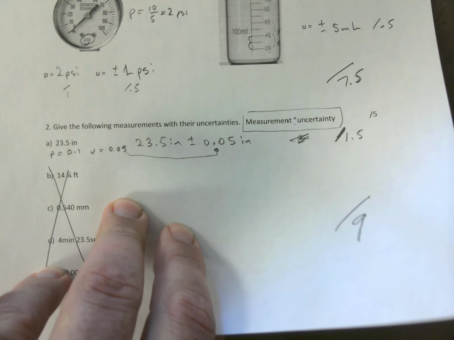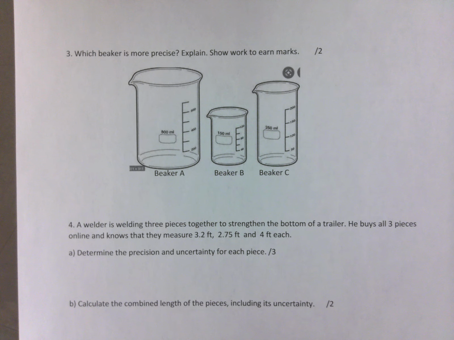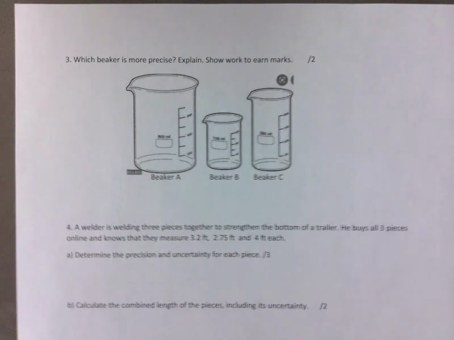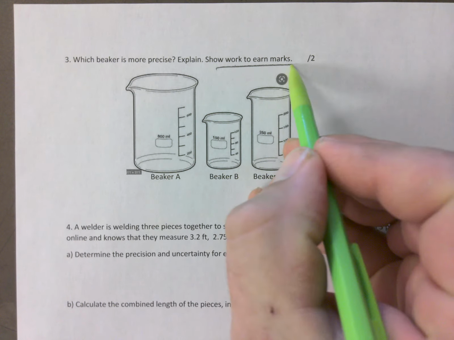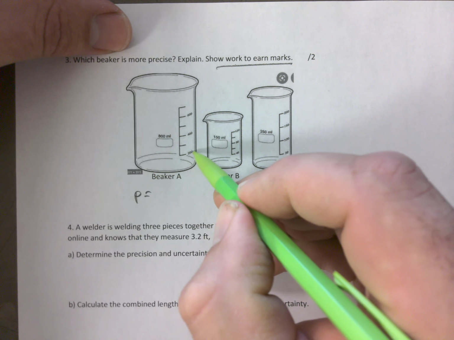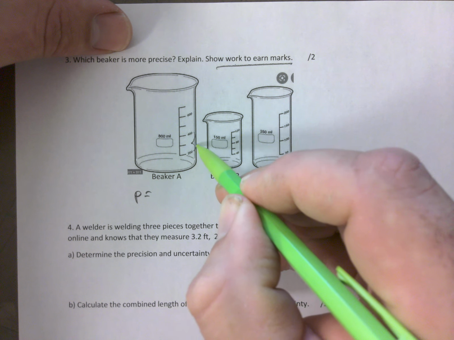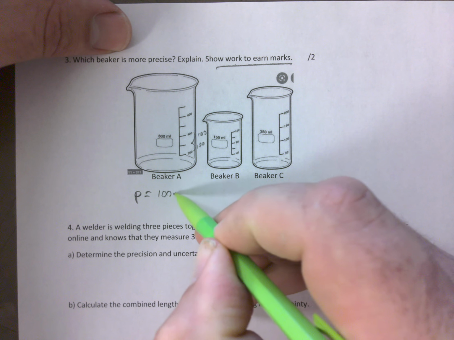And now we go to the back side. The speaker is more precise. You can't just say this one, okay? You have to tell me why. So the best way is to show your work. The best way of doing that is to figure out the precision of each. I don't know if you figured out that this goes up by 100. So this is 100 milliliters.